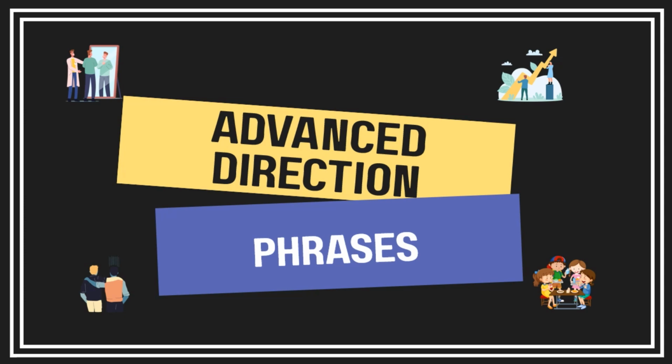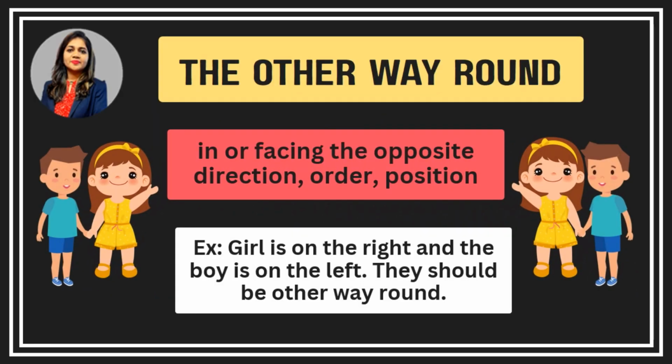So let's begin. The first one is "the other way round." Before that, you need to look at the pictures on the left hand side and right hand side. The other way round means in or facing the opposite direction, order or position. For example, the girl is on the right and the boy is on the left, but they should be the other way round. So that's how we have an image on the right hand side, where the boy is now on the right and the girl on the left.